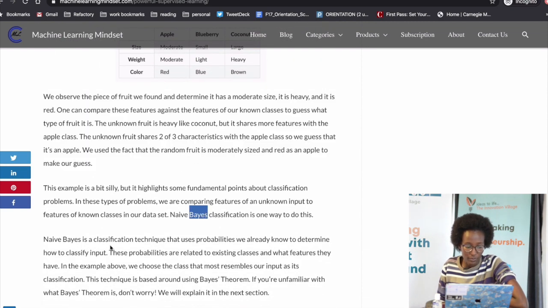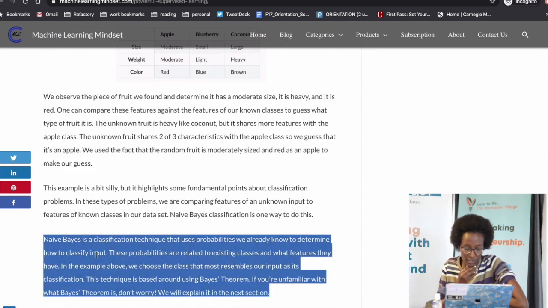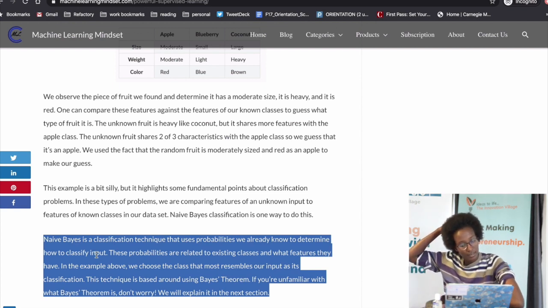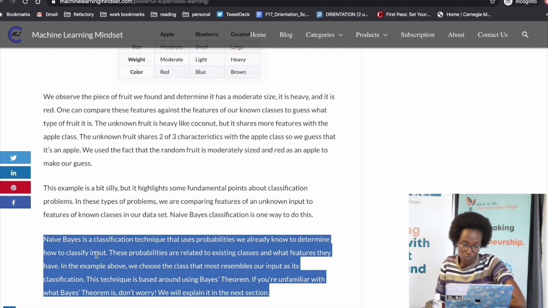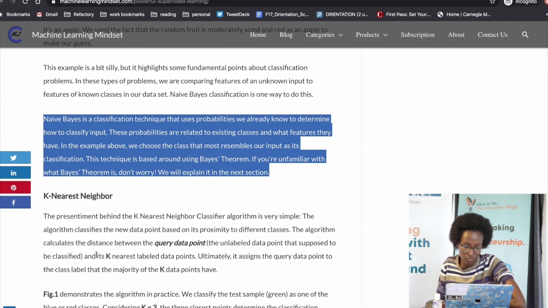All right, so naive Bayes is a classification technique that uses probabilities we already know to determine how to classify the input. These probabilities are related to existing classes and what features they have. In this example above, we choose the class that most resembles our input as the classification. This technique is based around using Bayes' theorem. If you're unfamiliar with what Bayes' theorem is, don't worry, we'll explain it in the next session.